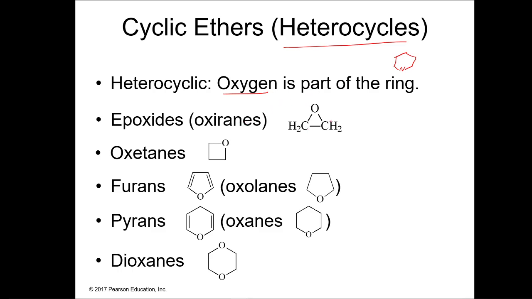So you have epoxides, which we've looked at. These are also called oxiranes. Oxetane is a cyclobutyl with an oxygen. Furan is an oxolane that has double bonds here. Pyrans have oxanes here. And dioxanes, you don't need to memorize these. Just be aware that you might see these names pop up, and this is what they're referring to. So these are common names. These are not IUPAC names.